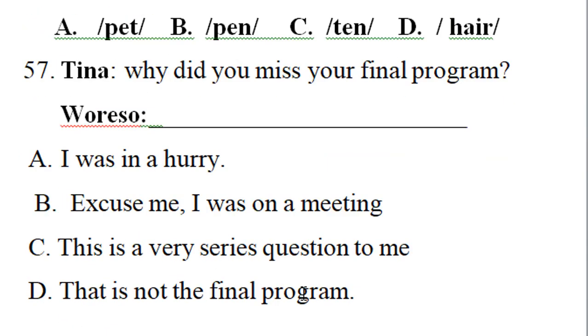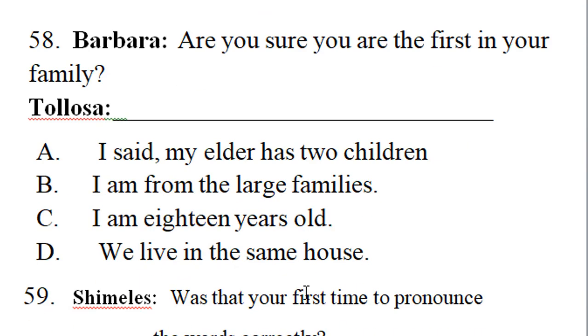Are you sure you are the first in your family? Yeah. Tosa, I said my elder has 2 children. I'm from the large families. I'm 18 years old. We live in the same house.